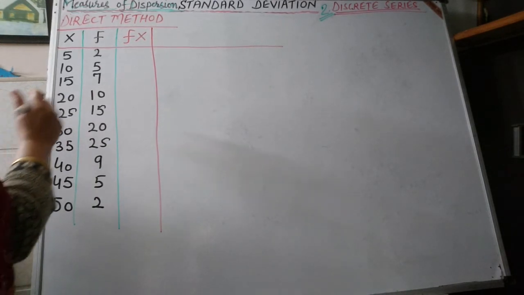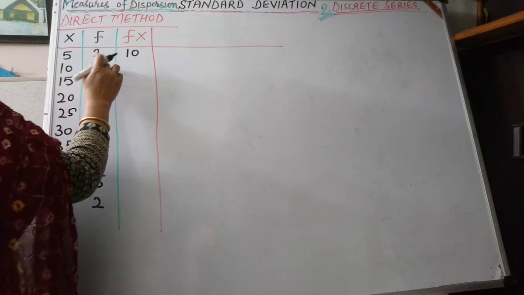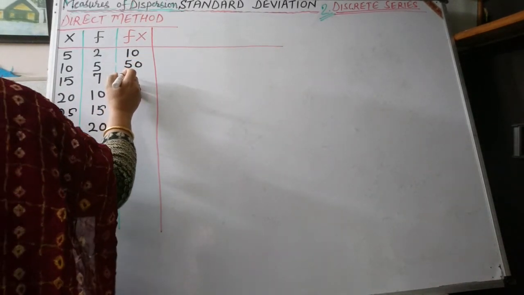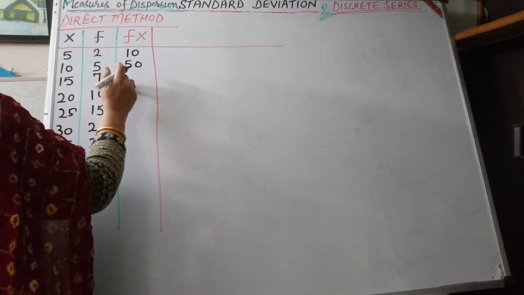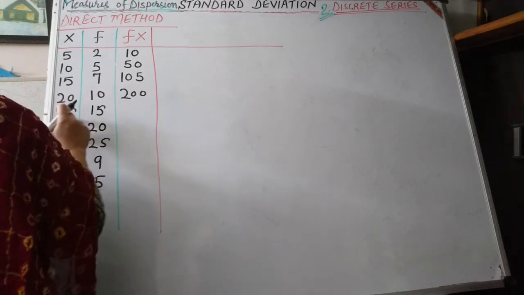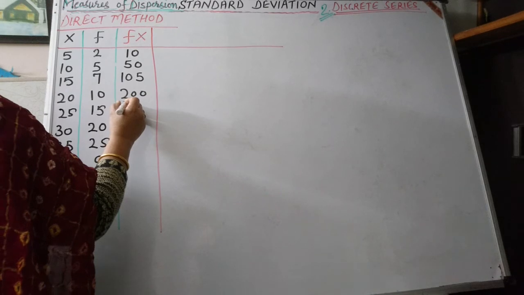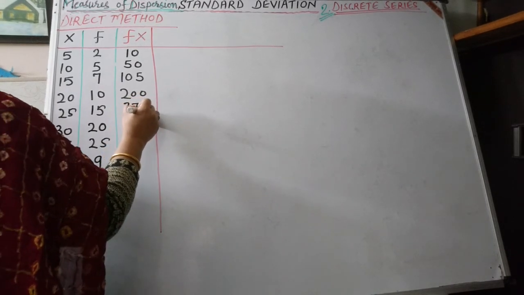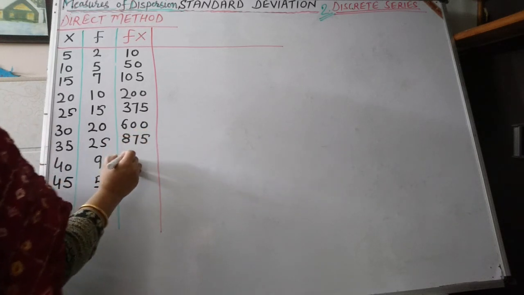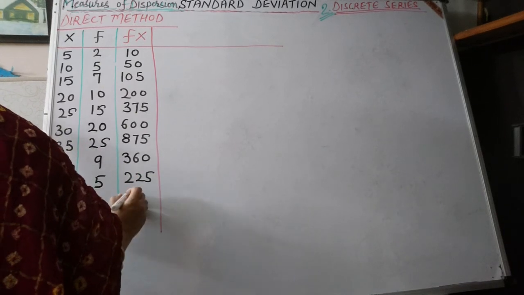So we will multiply all the values of x with f. 5 multiplied by 2, it will be 10. 10 multiplied by 5, 50. Then 105, 200. 25 multiplied by 15, it will be 375. Then 600, 875, 360, 225 and the last one is 100.